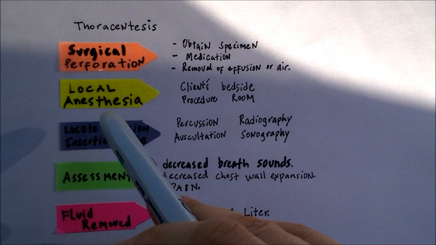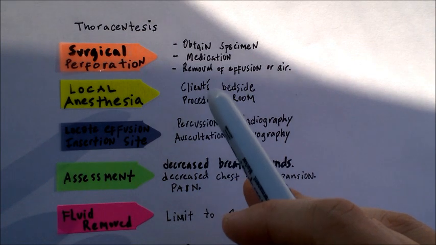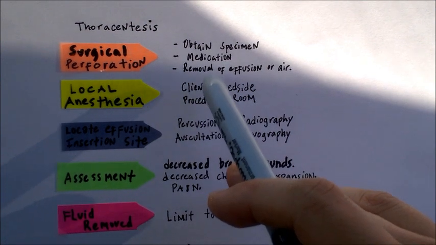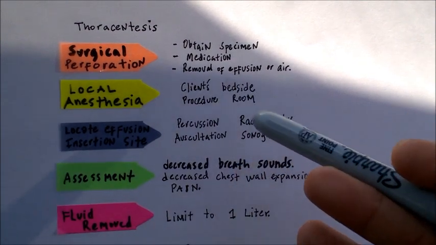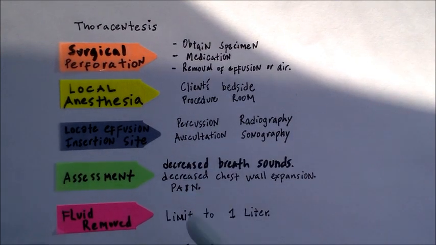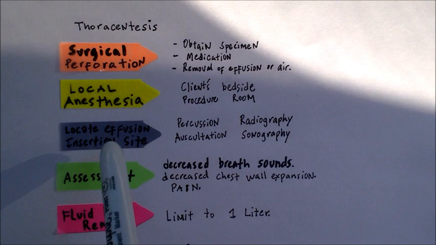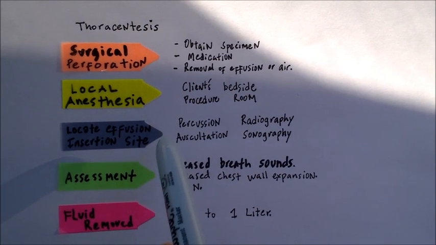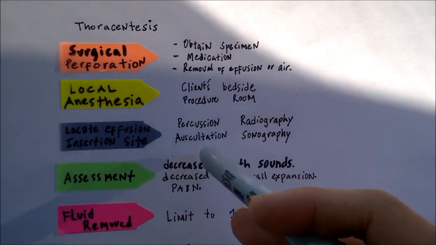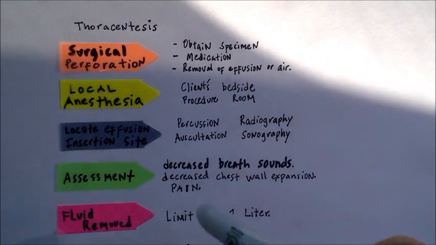okay? Now, usually our patient is given a local anesthetic, okay? And the procedure can be done at the client's bedside, or usually in a procedure room by the physician, okay? Now, in regards to locating the effusion site or the insertion site, in order to locate the needle site, we're going to percuss the patient, and we're going to auscultate. We could also do radiography and sonography, okay, to locate the effusion.